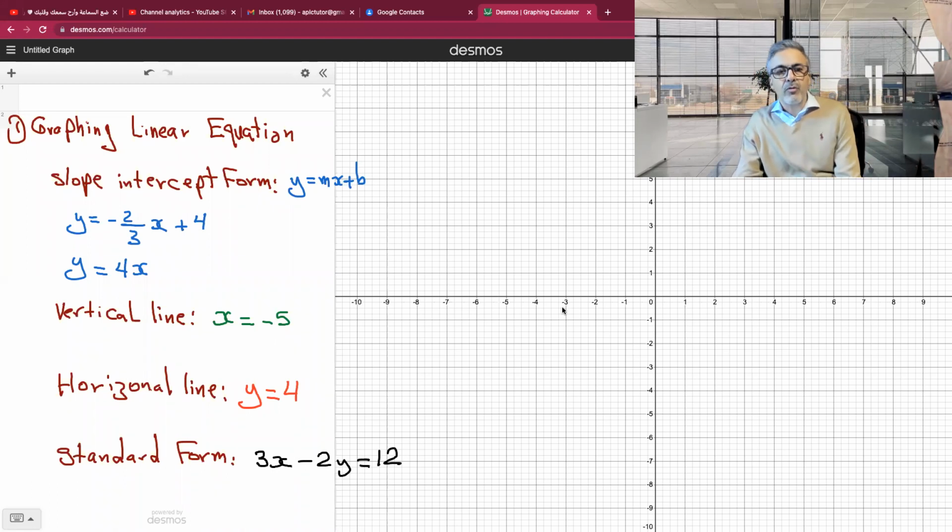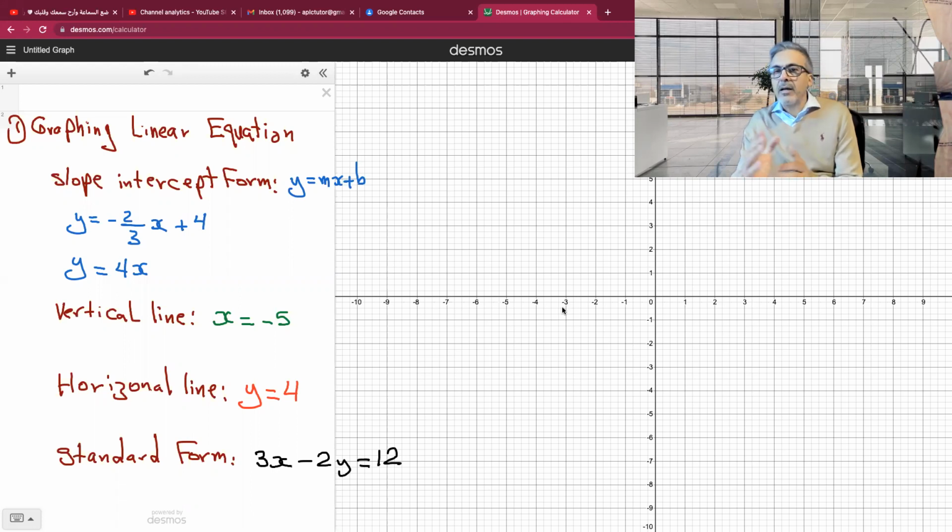Today, I'm going to go over graphing linear equations. So we're going to do 4 things here. We're going to graph straight lines or linear equations, straight lines, same thing, from the form y equals mx plus b, which is m is the slope and b is the y-intercept. Also, I'm going to show you how to graph vertical lines and horizontal lines.